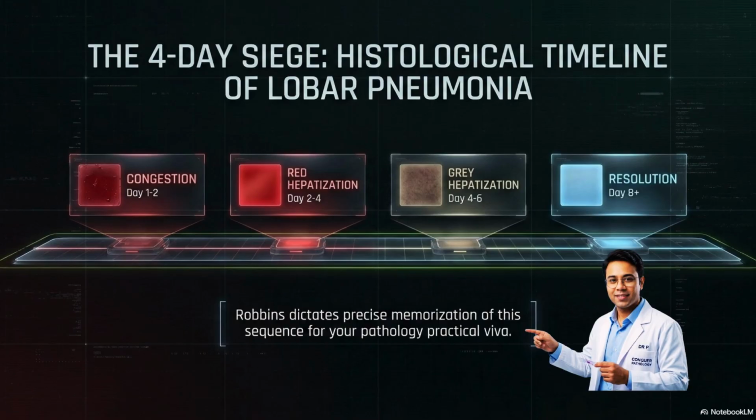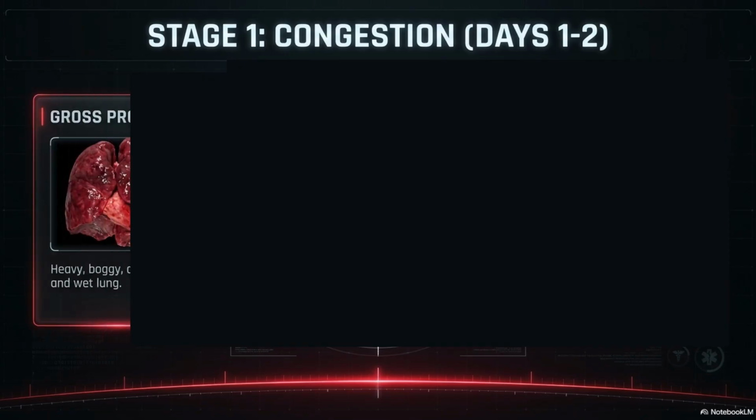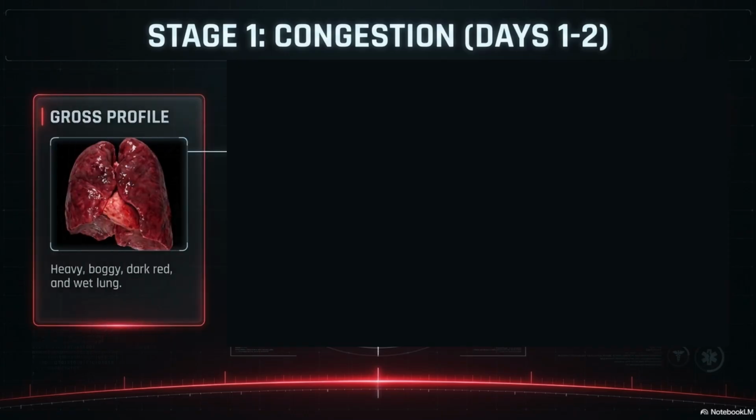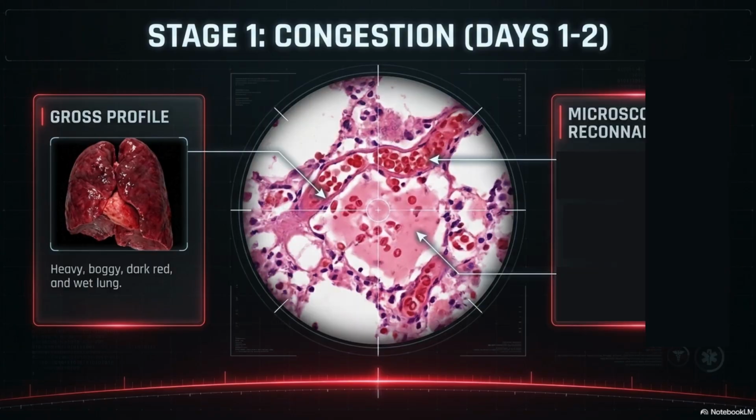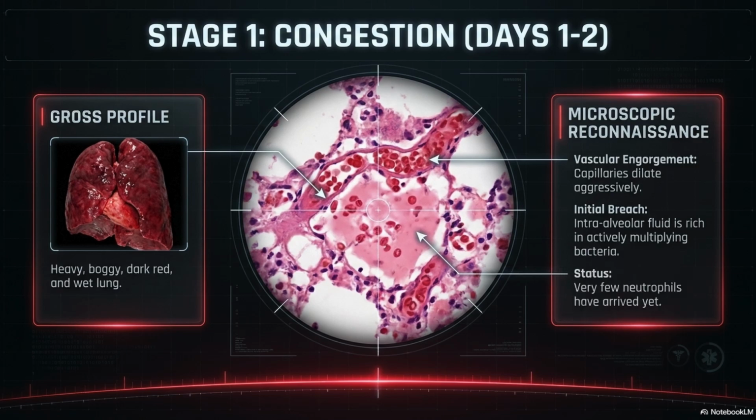So let's break them down. We begin with stage 1, congestion, occurring days 1 to 2. The gross profile is a heavy, boggy, dark red and wet lung. When we do a microscopic recon, we see vascular engorgement where the capillaries dilate aggressively. This marks the initial breach. The intraalveolar fluid is rich in actively multiplying bacteria. The cellular status at this point is that very few neutrophils have arrived yet.